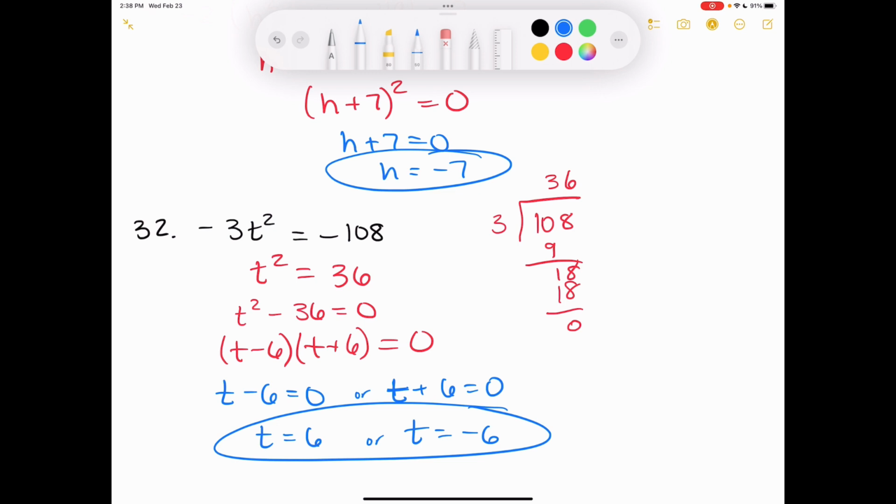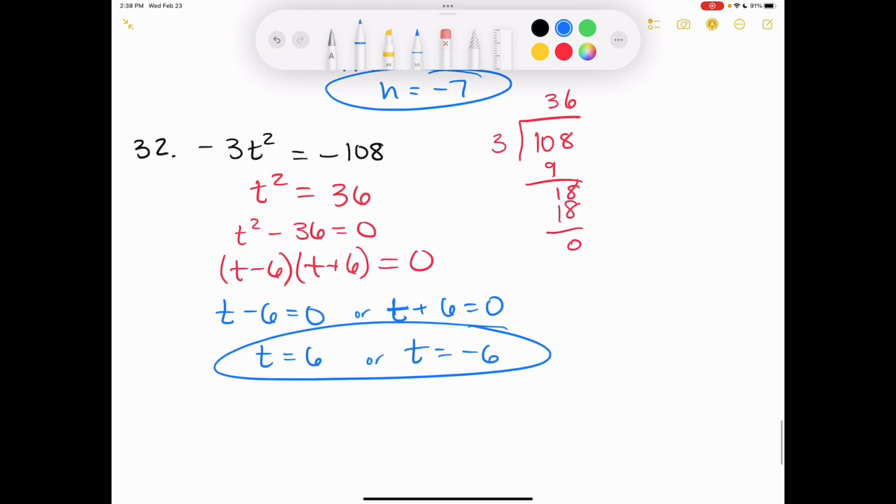34 and 36 have fractions, so I'm not going to give you those ones. But I want you guys to all try this one on your own.